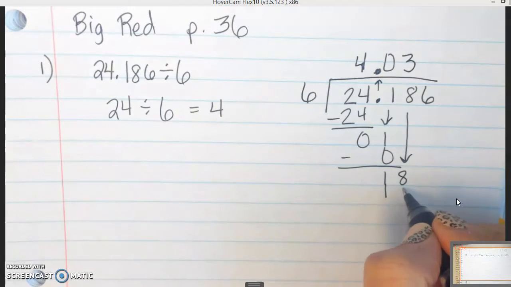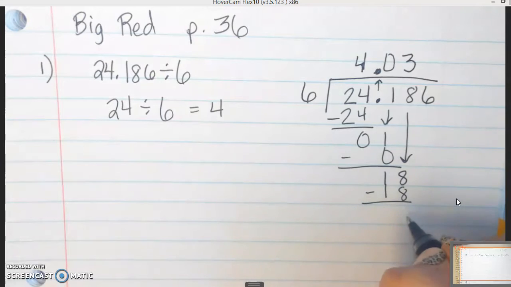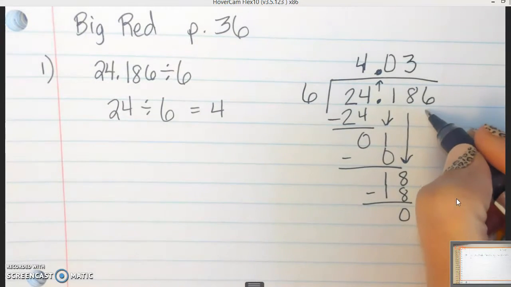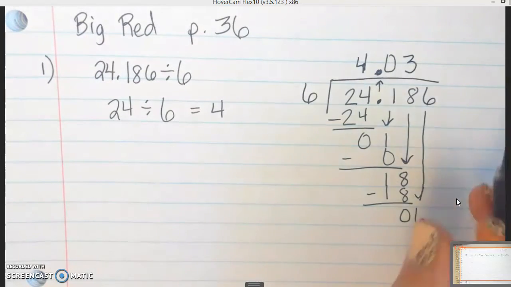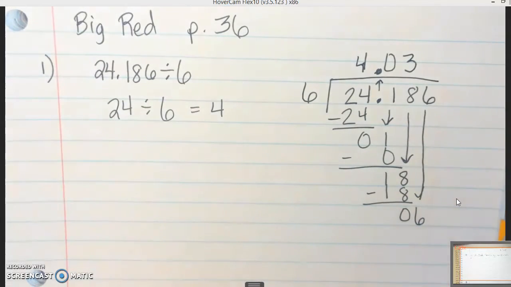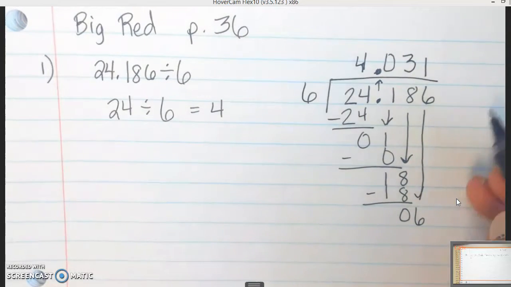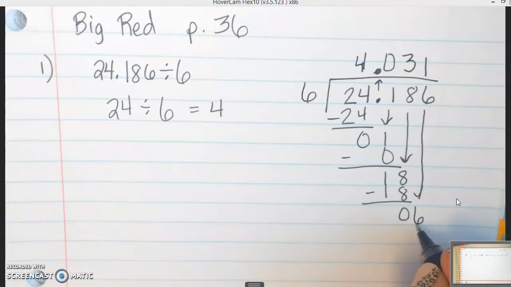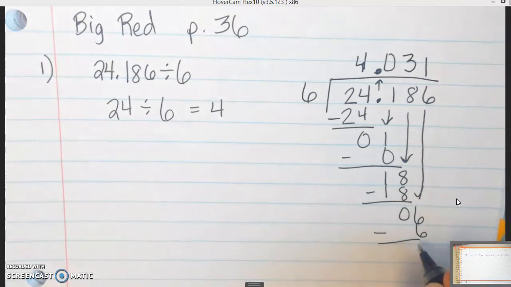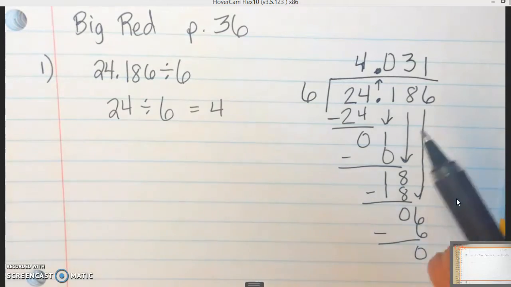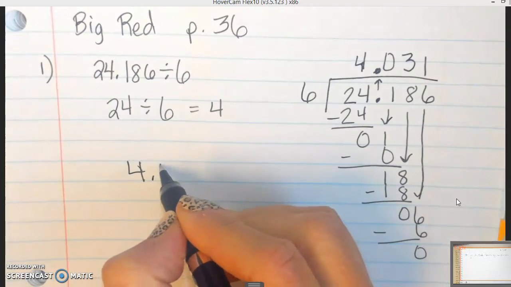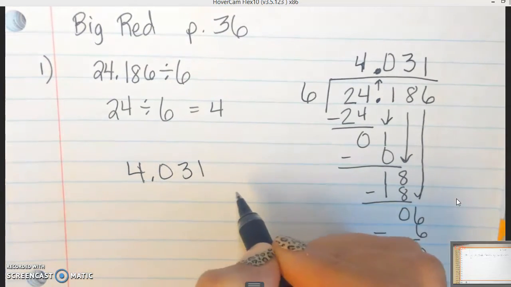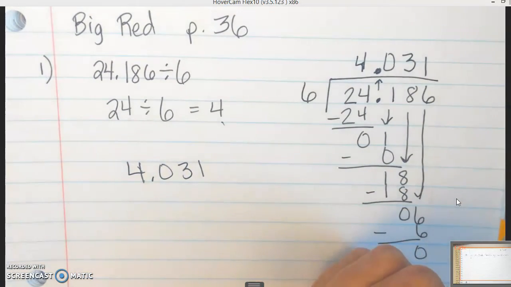Multiply. And then subtract. And then bring down the next number, which is 6. How many times will 6 go into 6? 1 time. Multiply to get 6. Subtract and get 0. So my quotient would be 4 and 31 thousandths. Is that close to the whole number 4? It is.